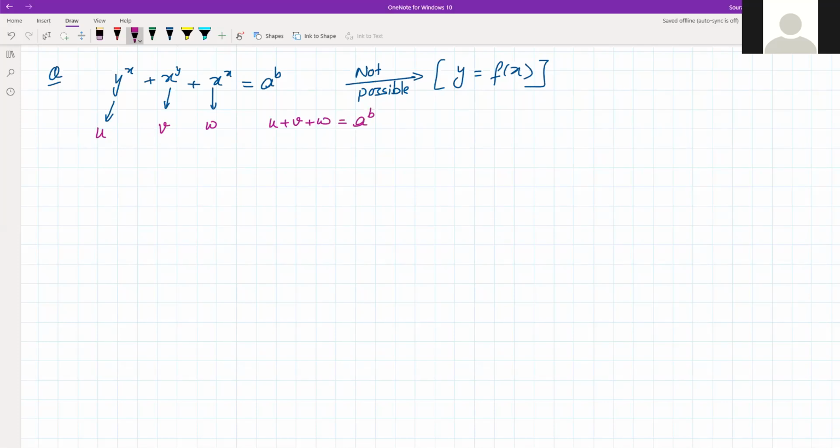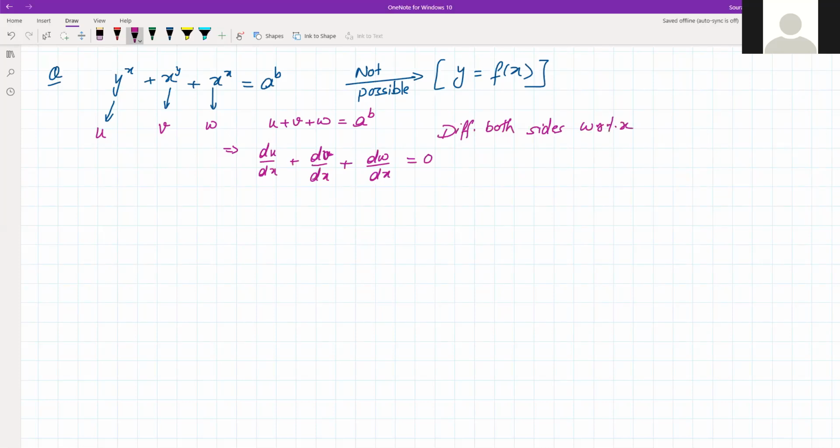So now if we have to differentiate with respect to x, we know that the differentiation of the constant will be equal to 0. Right? So from this, what can I say is that du by dx plus dv by dx plus dw by dx will be equal to 0. That means we are differentiating both sides with respect to x.